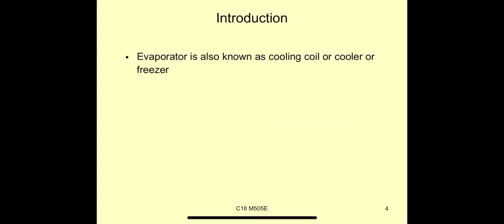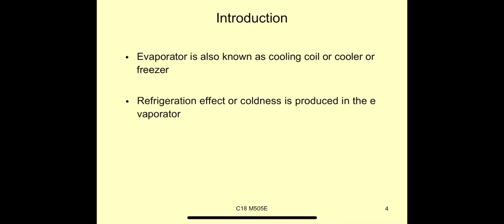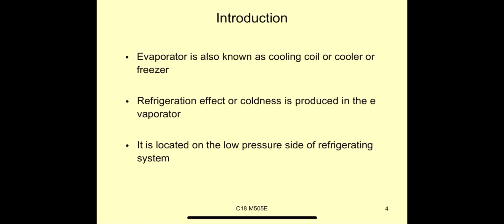It is also known as a cooling coil or cooler or a freezer. So it acts like a cooling coil, for cooling purposes, like a cooler or a freezer where we keep all storage items like foodstuffs or medicines or whatever we need to store. Refrigeration effect or coldness is produced in the evaporator. It is located on the low pressure side of the refrigerating system.